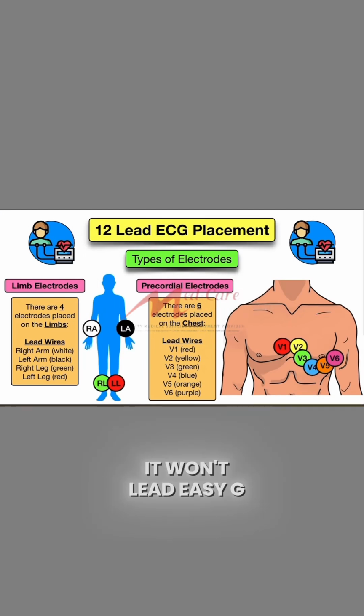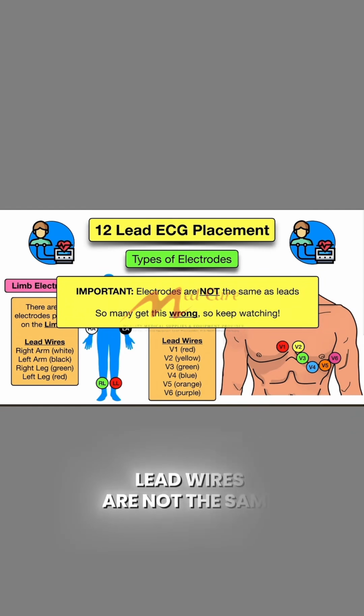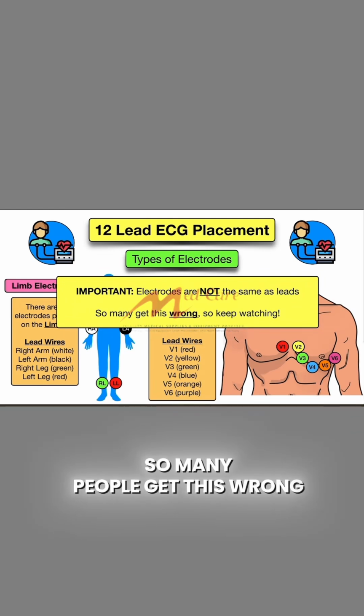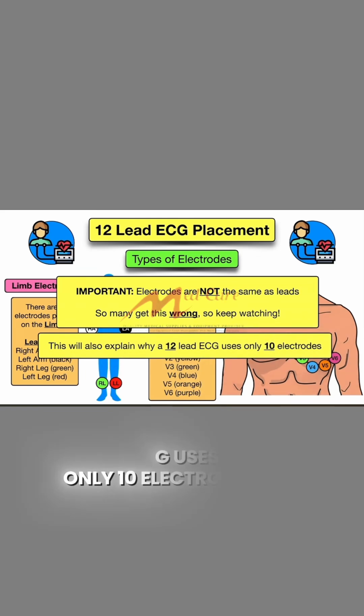A 12-lead ECG uses 10 electrodes, which are the sticky pads placed on the skin. Be aware that electrodes and lead wires are not the same as leads. So many people get this wrong, and we're going to explain this in a minute, so keep watching. This will also explain why a 12-lead ECG uses only 10 electrodes.